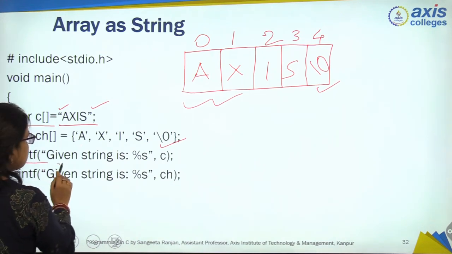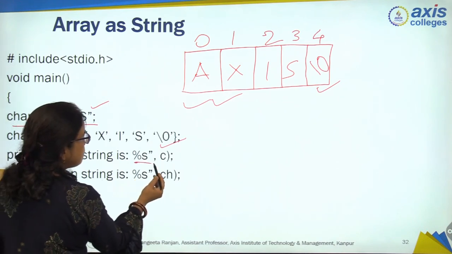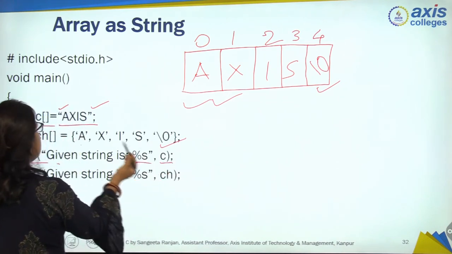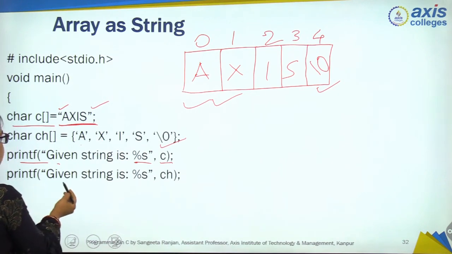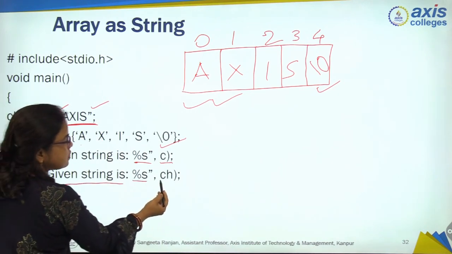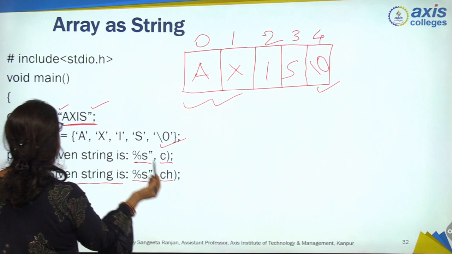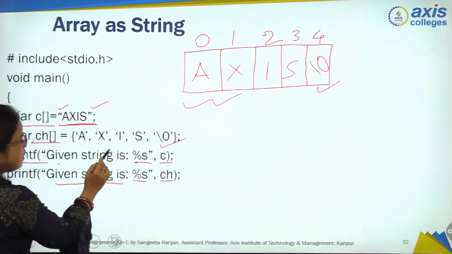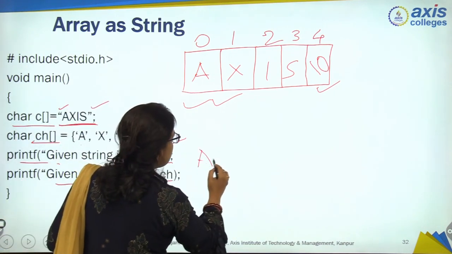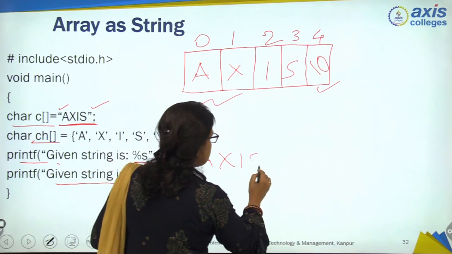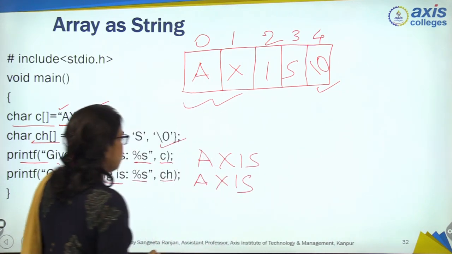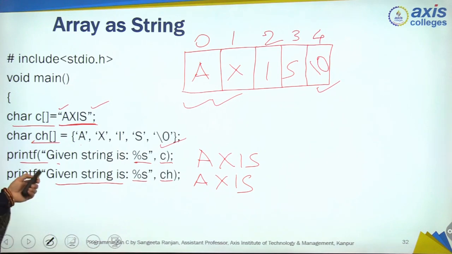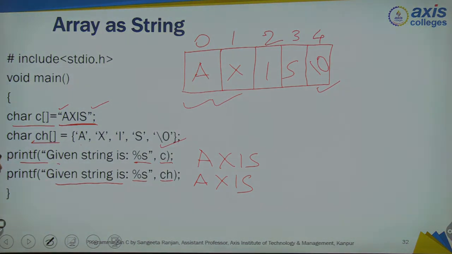Now printf given string is %s, %s is for string and c is the variable name. In this way it will print axis. Printf given string is %s ch. Ch is again a variable. Ch is here the variable. It will print axis again. Both statements will print axis in this way. So in this way we can print a string, whatever is written in double quotes or whatever is written in single quotes.